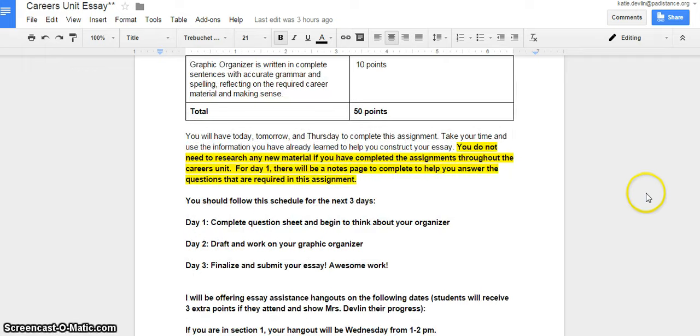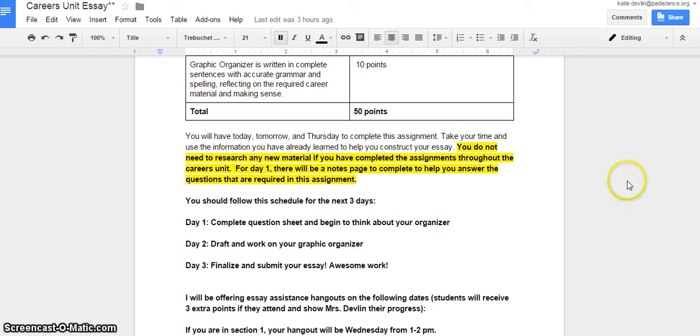So you have all day, today, tomorrow, and Thursday to complete the assignment. The assignment needs to be submitted Thursday. Take your time and use the information you have already learned to help you construct this essay. You do not need to research any new material if you have completed the assignments throughout the unit. So you're going to be using, guys, stuff you've already done to get your point across here.